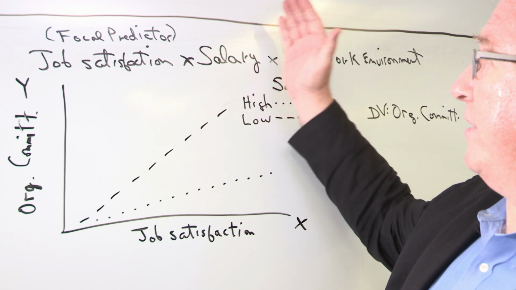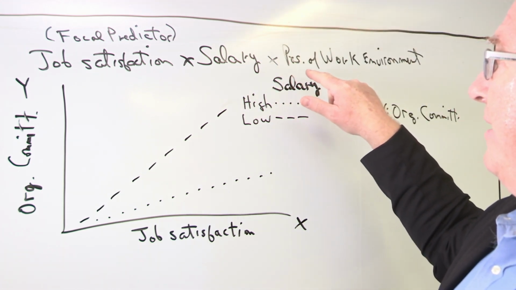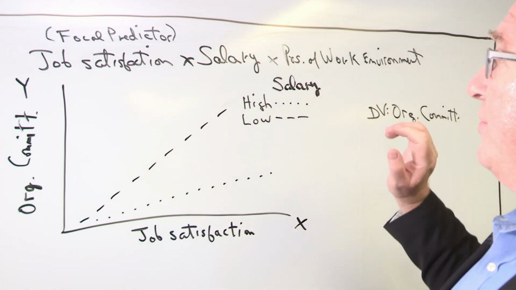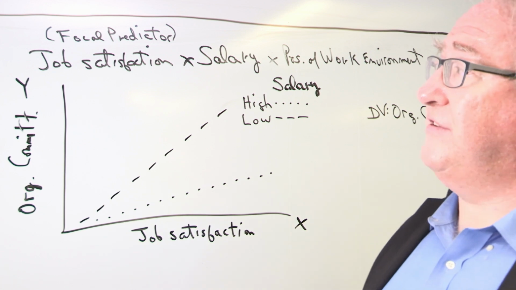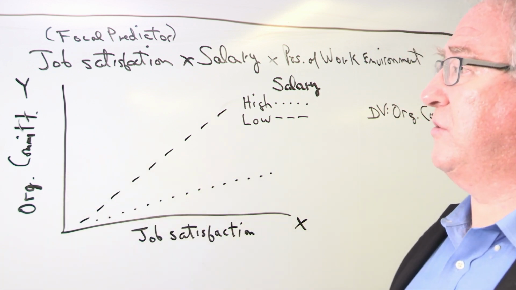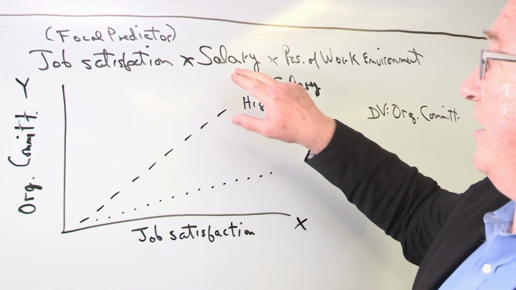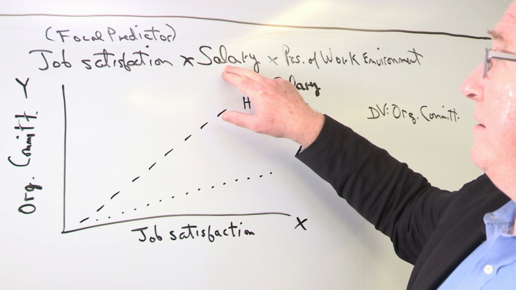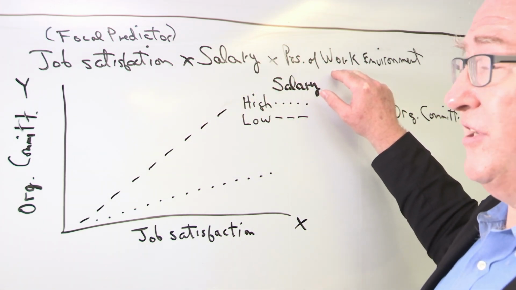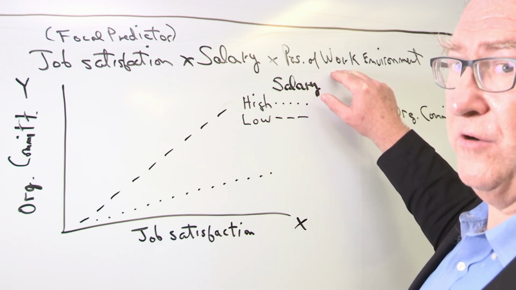Okay, well now we're going to go into a three-way interaction, so we're adding the predictor variable positiveness of work environment. And so now we're asking, well, does the effect of job satisfaction, our focal predictor, on organizational commitment depend not only on the salary of the employee, but also on the level of positiveness of the work environment? So now we're testing two moderators.